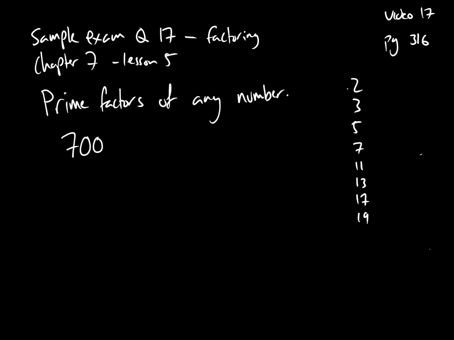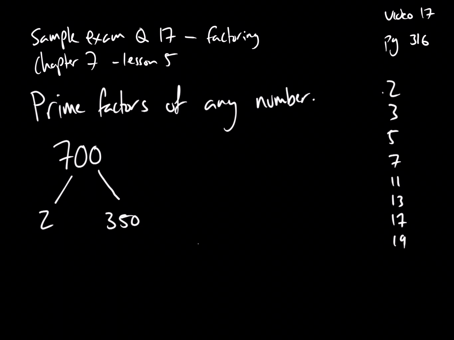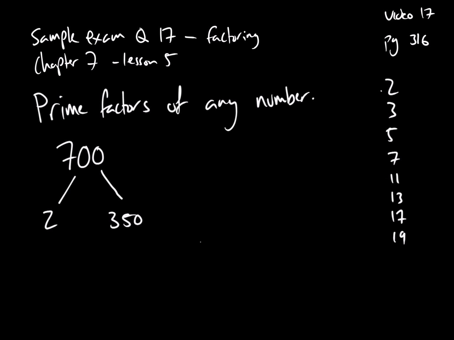As you can see, it can be divided by 2. So for 700, we have 2. How many times do we multiply 2 to get 700? We multiply 350 times. Now, which of these primes can you divide 350 by? As you can see, we can divide it by 2 again. So we have 2 here, and 175 times 2 is 350.